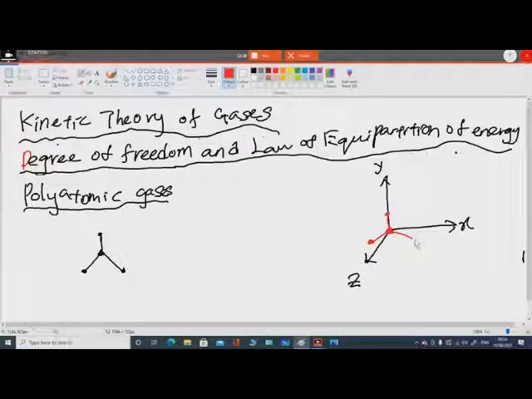Alright, as for the first one, we know that whatever type of atoms, there will be a translational motion towards all the directions, which are x, y, z. So we have three translations.